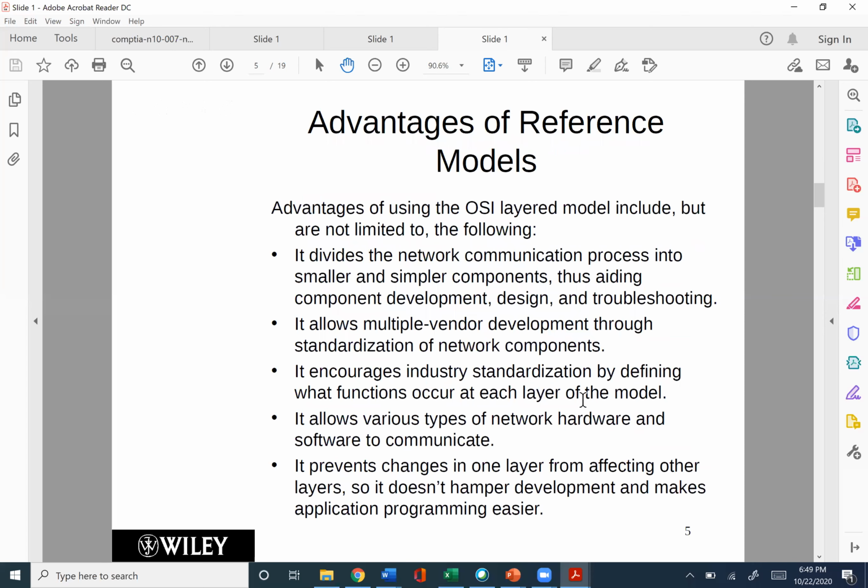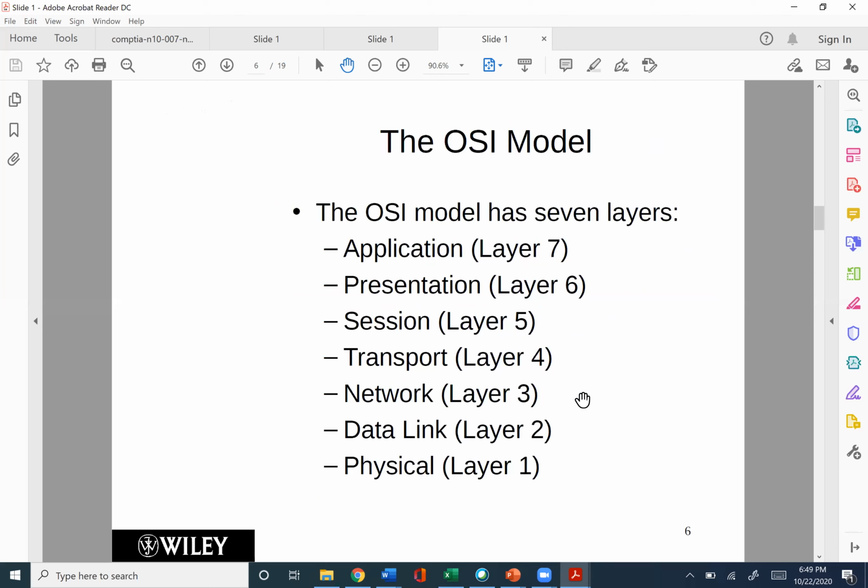The major advantage of this model is that we can divide the communication into layers. So if there is an issue with the communication, we can look at each layer to find any faults and how to resolve them per layer. The OSI model, again, is 7 layers. We talked about physical, data link, network, transport, session, presentation, and application layer.